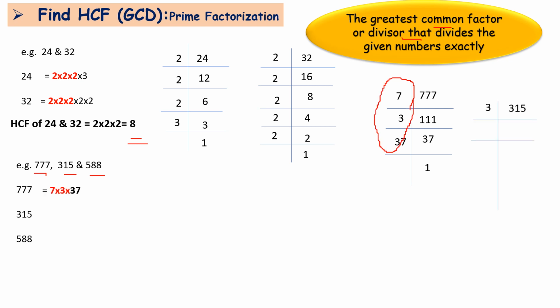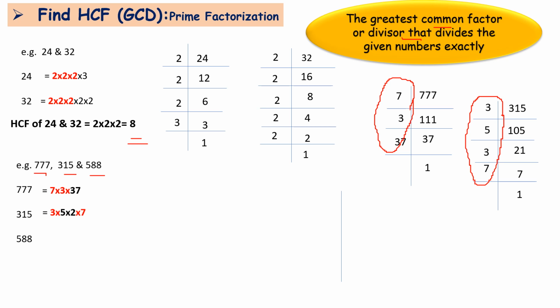Next is 315. So we'll start with 3 as a prime number. So 3 times 105. Then we can consider 5, 5 times 21. Then again we can consider 3, 3 times 7. And then 7 is a prime number, so 7 times 1. So now all these are the factors of 315 and we will note down here.